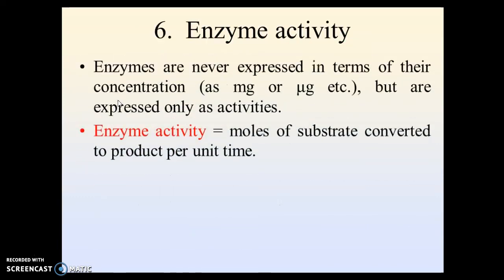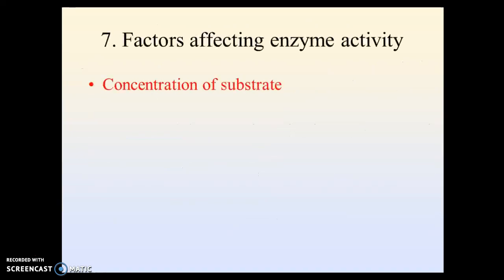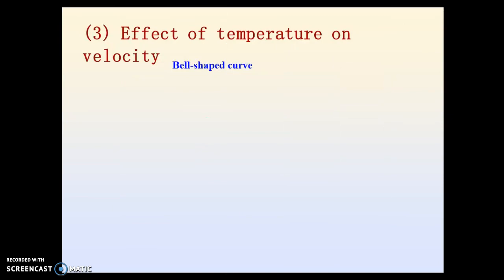Now the enzyme activity is expressed as the moles of substrate converted to product per unit time. The factors that affect enzyme activity are concentration of substrate, concentration of enzyme, temperature, pH, activators and inhibitors.